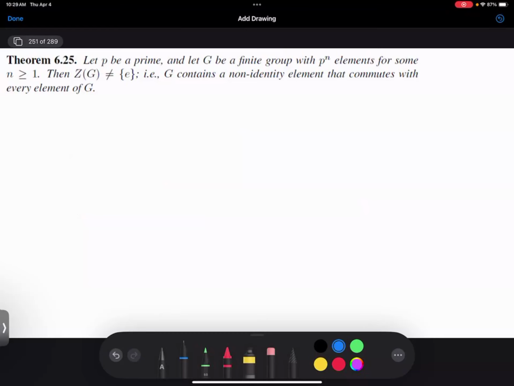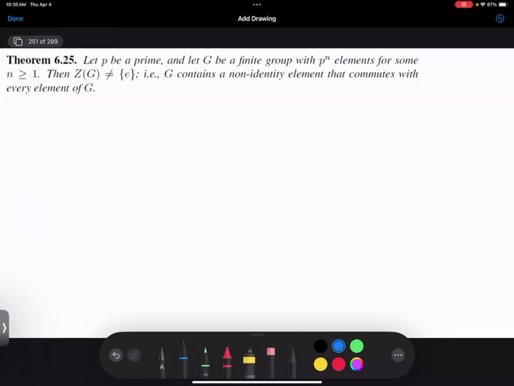Why do you think I want to assume that n is greater than or equal to 1 when I have groups of the form p to the n? Well, n has to be a non-negative integer. What's the only other non-negative integer? 0. If I take n equals 0, then G would be a finite group with one element. It's got to be the identity. So there's no chance that this result could be true if n equals 0. So we want n to be greater than or equal to 1. So this is a nice result that G has a non-trivial center.